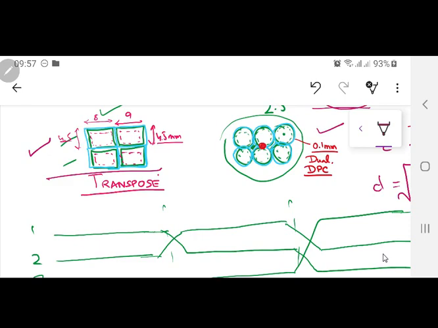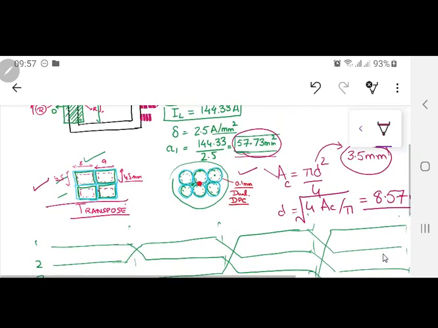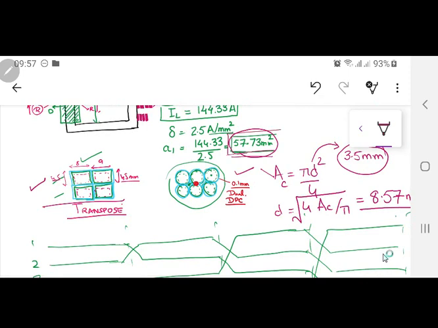Since this is a 100 kVA transformer, the diameter coming out is approximately 8.57 mm, which is certainly more than double the required value of 3.5 mm, because a 3.5 mm conductor is a little easy to handle. You can actually make it turn. But if you have an 8.5 mm conductor, it's difficult, plus the skin effect is also there.